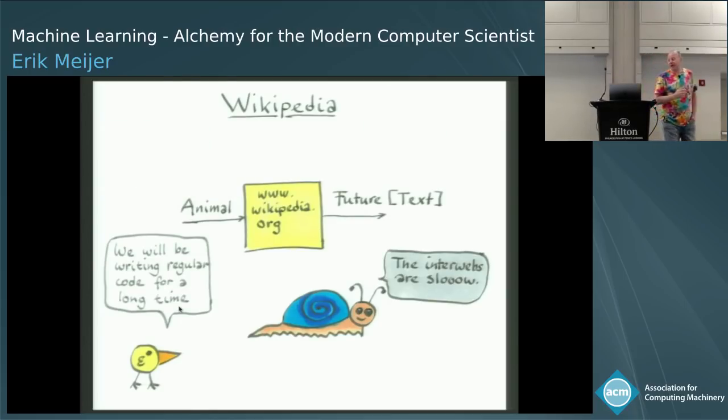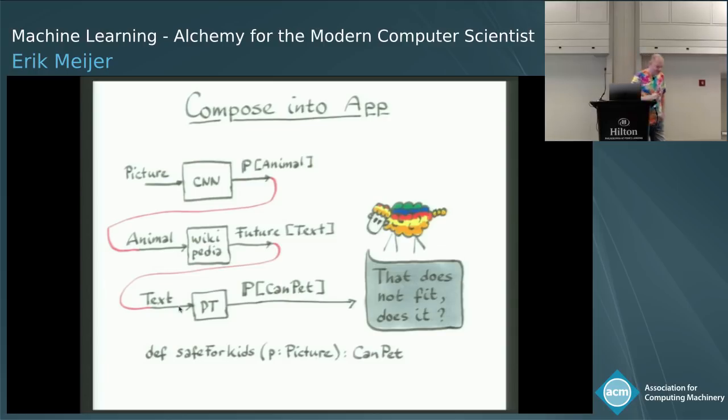And then I need another function to find that text. Given the description of an animal, I have to go to Wikipedia or some site to get the text that I can then feed into that other machine learning algorithm. But because this thing does a network call, it will return a future. So it has another effect, because if you go across the internet, things are slow. But now we have a problem.